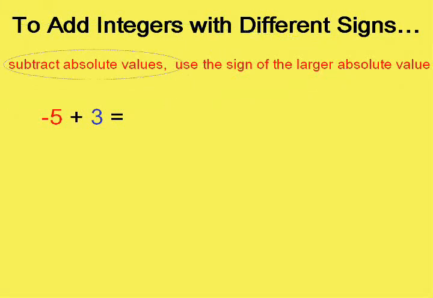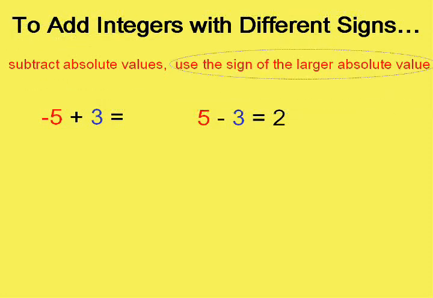Subtract the absolute values. Absolute value of negative 5 is 5. Absolute value of 3 is 3. 5 minus 3 is 2. We know our answer is 2. Then we're going to use the sign of the larger absolute value. He's larger. Even though minus 5 is smaller than 3, his absolute value is larger. So we're going to use his sign, his flag, if you would, for his team. You are correct, sir. And the answer is negative 2. Let's do another.